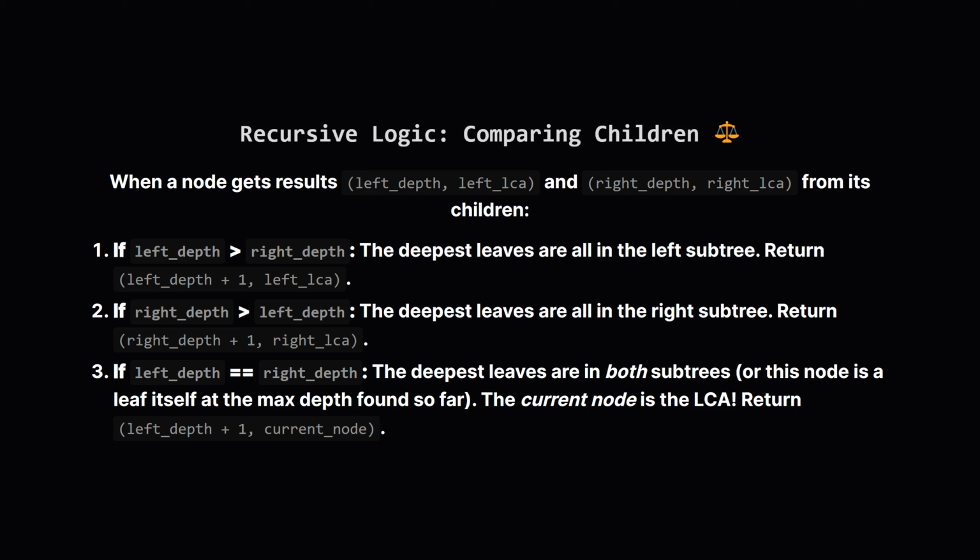But what if the depths are equal? This is the crucial part. If both children found leaves at the same maximum depth, it means the deepest leaves are spread across both subtrees. The meeting point, the LCA, must be the current node. So in this case, the node returns the shared depth, plus 1, and itself, as the LCA.